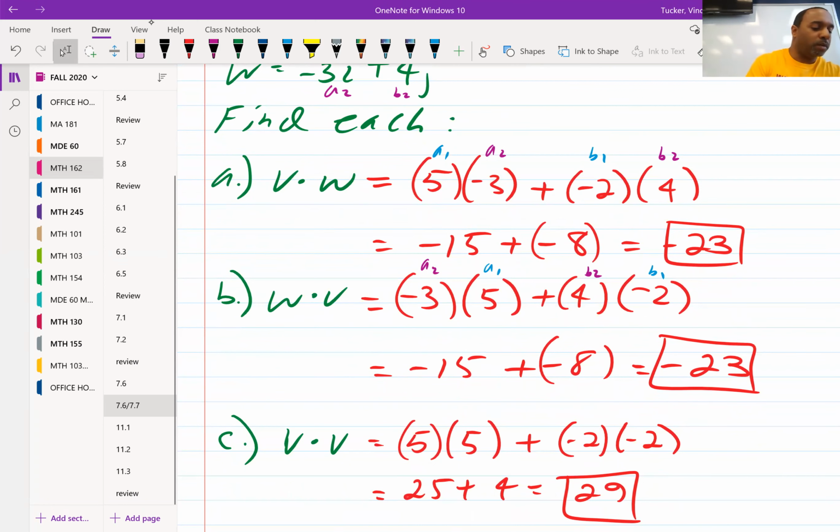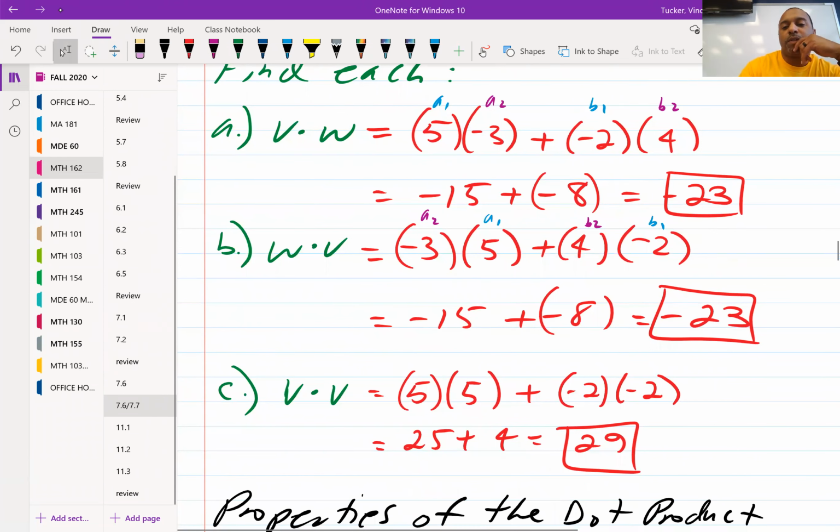Then if you do dot product of V and V, that would be 5 times 5, A sub 1 times A sub 1, plus B sub 1 times B sub 1, that'll give us 29. Any questions?